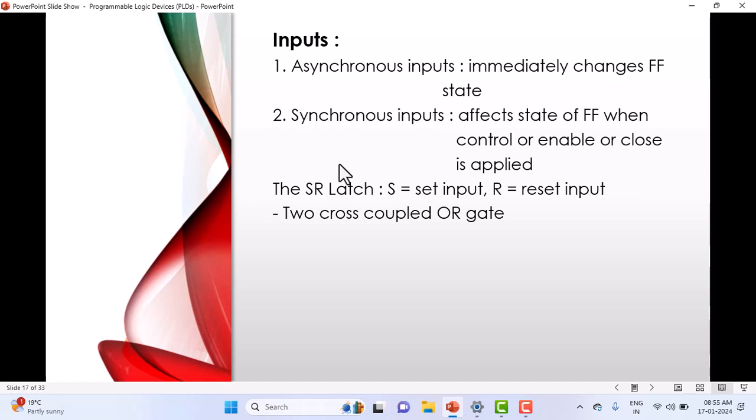From this slide, what we can conclude is that we always apply synchronous inputs, which affect the state of the flip-flop when control or enable or clock is applied. Please excuse some mistakes. Whenever you apply inputs with reference to the clock and maintain synchronism, it is called synchronous circuit design. S is called the set input. These are keywords which you should remember. R is called the reset input.